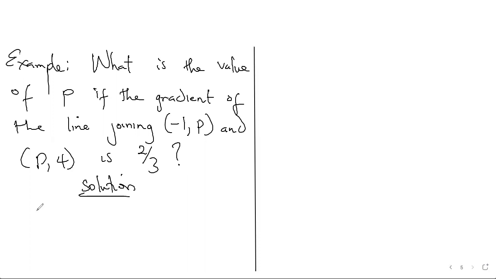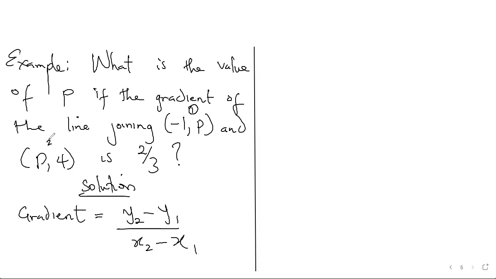We are given the gradient this time. The gradient equals y2 minus y1 over x2 minus x1. Now I know the gradient as 2 over 3, so I can replace gradient with 2 over 3. So I need to identify which point I want to make my point 1 and which point I want to make my point 2. If I make this point 1 and I make this point 2, it means that my y2 is 4 and my y1 is p and my x2 is p and my x1 is minus 1.